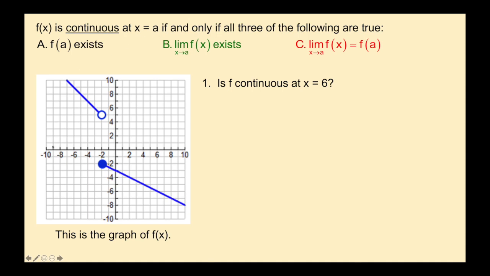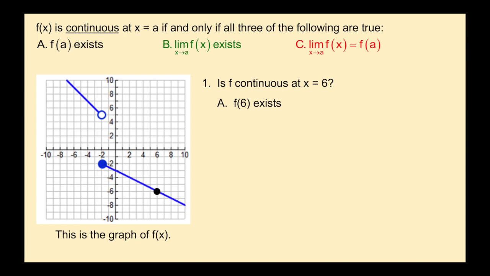Now again, we're not looking at the entire graph and determining if there's any breaks in the graph or if we have any discontinuity here. We are just looking at 6. So I go to 6 on the x-axis and I'm questioning just right here if it's continuous. So part A would be, does f of 6 exist? Could I evaluate it there? Yes, and I would get -6 for that.